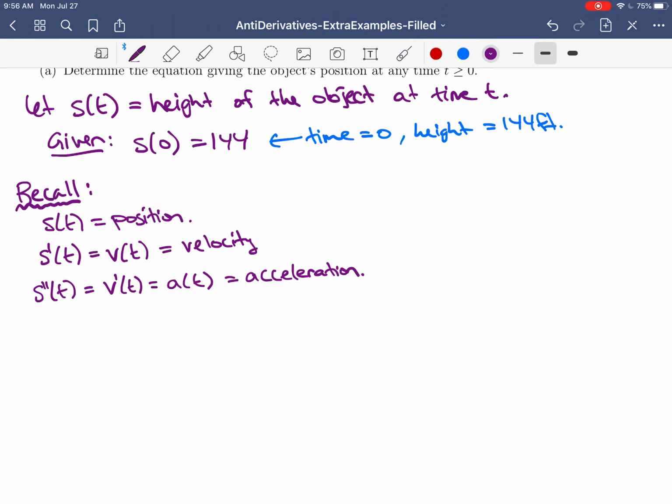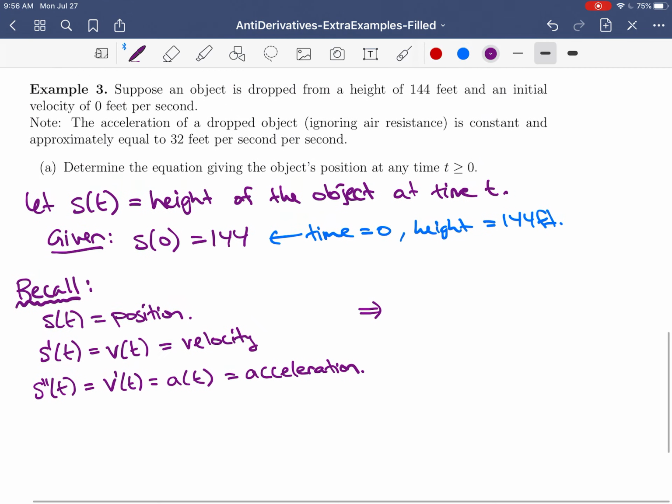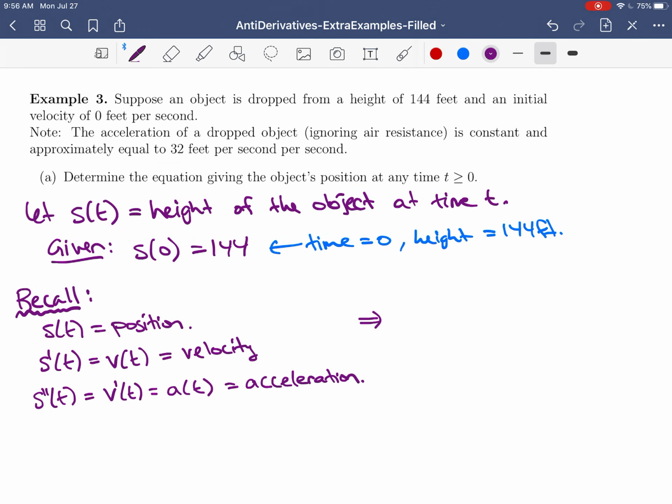Of the object. Okay, so with that in mind, we also know the velocity when we first drop it, so that's v of 0, is 0. So we know the initial velocity, at time 0, is 0 feet per second.